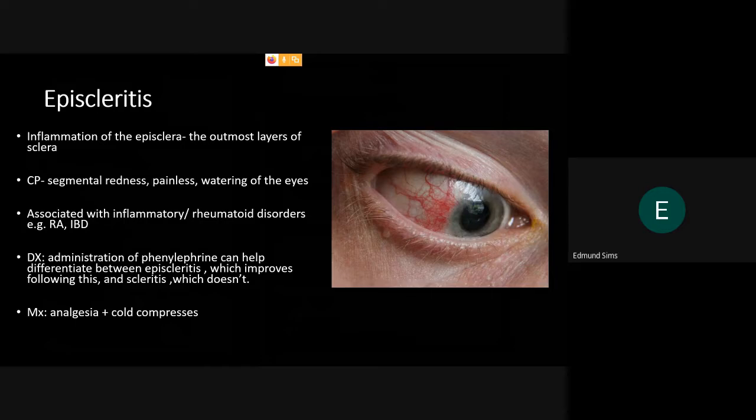And there's a way to differentiate between scleritis and episcleritis. And the way you do that is give drops of phenylephrine. And what that will do is in episcleritis, it will cause the blood vessels to constrict, and it will then slightly reduce the reddening. Whereas in scleritis, it can't get down that far. So when you give the phenylephrine, there'll be no change. Management is analgesia and cold compress. It's a self-limiting condition, but it's always worth thinking about, okay, they've got episcleritis, why have they got it? So think about the underlying cause here.